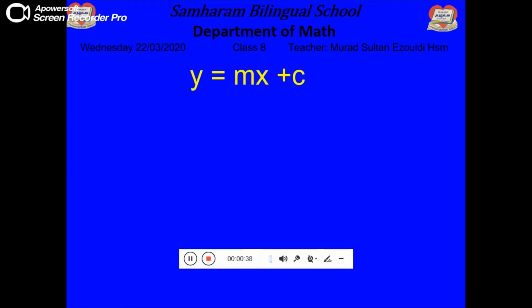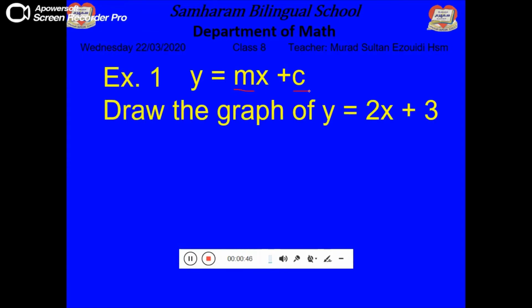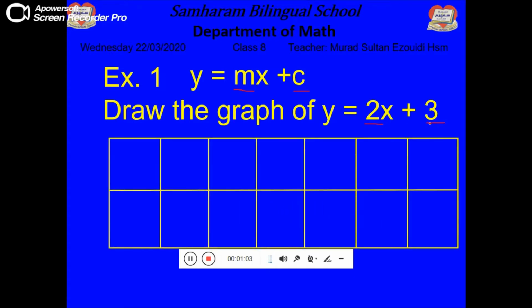For example, here we have the equation y equal mx plus c. m is the gradient we mentioned before, and c is the y-intercept. Now I'm going to give you an exercise where m equals 2 and c equals 3, which means the gradient is 2 and the y-intercept is 3. Here we have to construct a table of values, x and then y.